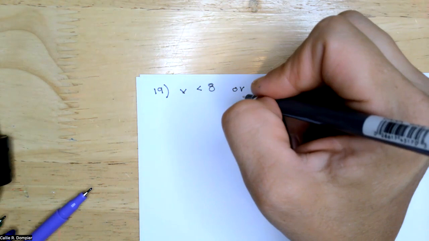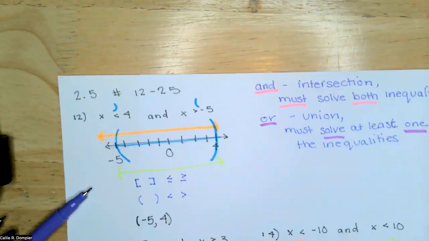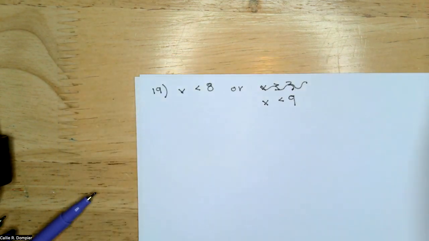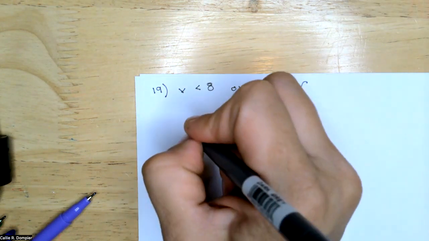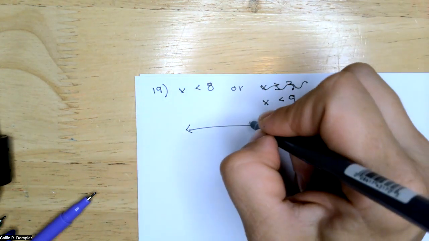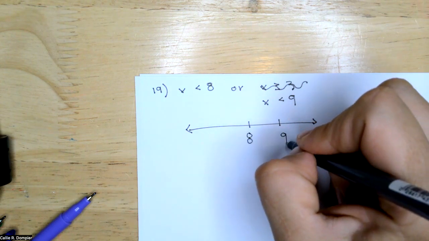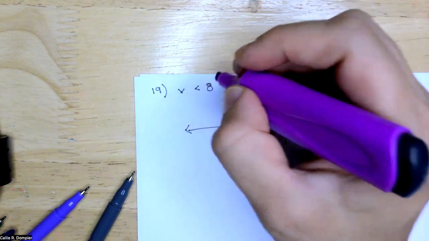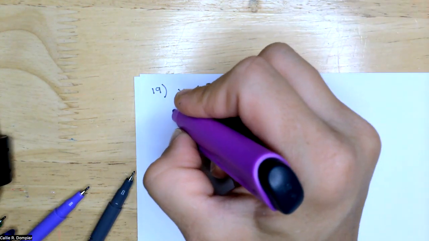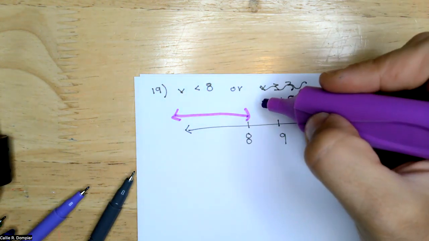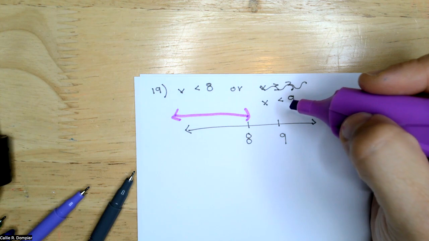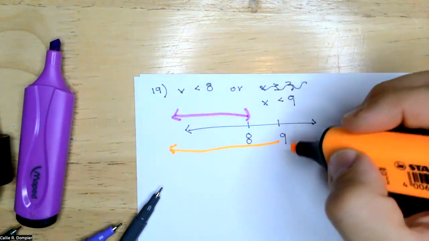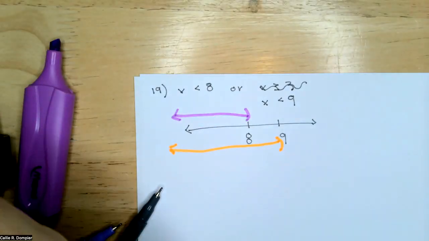Okay, now here's the difference. This one says or. When we say and, it must solve both, or it must solve one. Either one, doesn't matter, okay? So I'm going to make my line. I have 8 and I have 9. Let's look at this. X is less than 8. So that means it's going this way. It does not include a bracket. X is less than 9. Also does not include a bracket. All right, or either one.